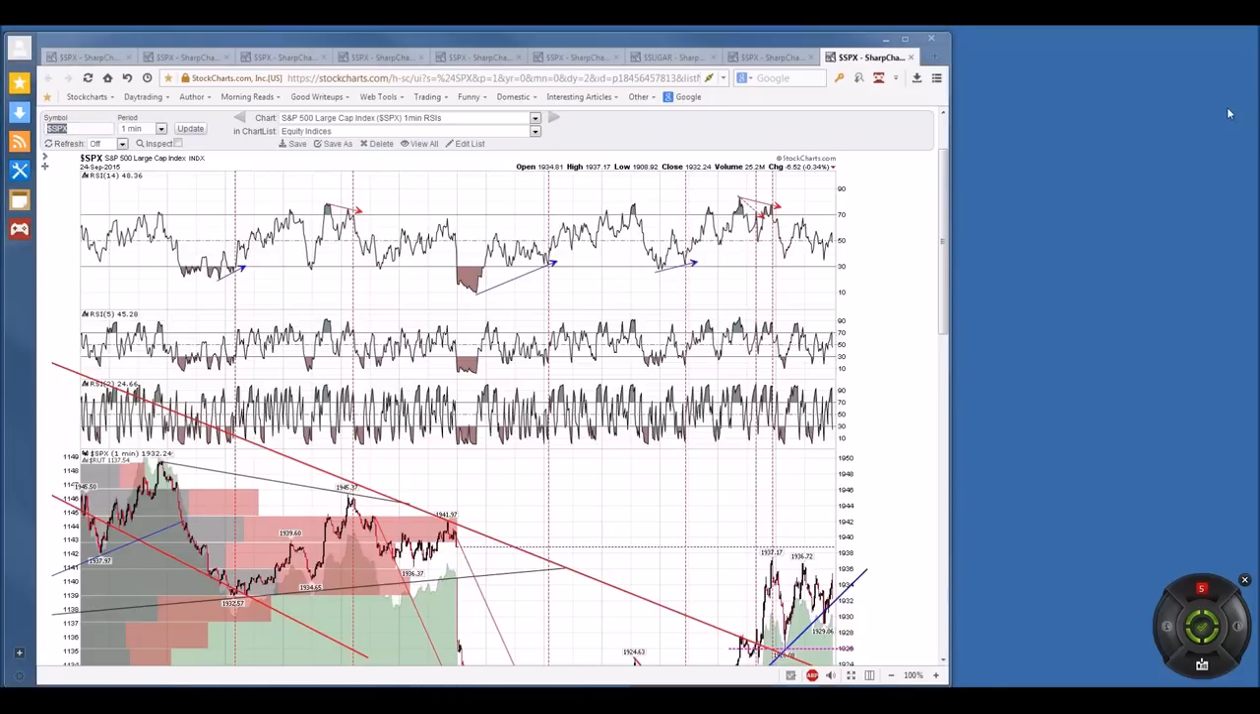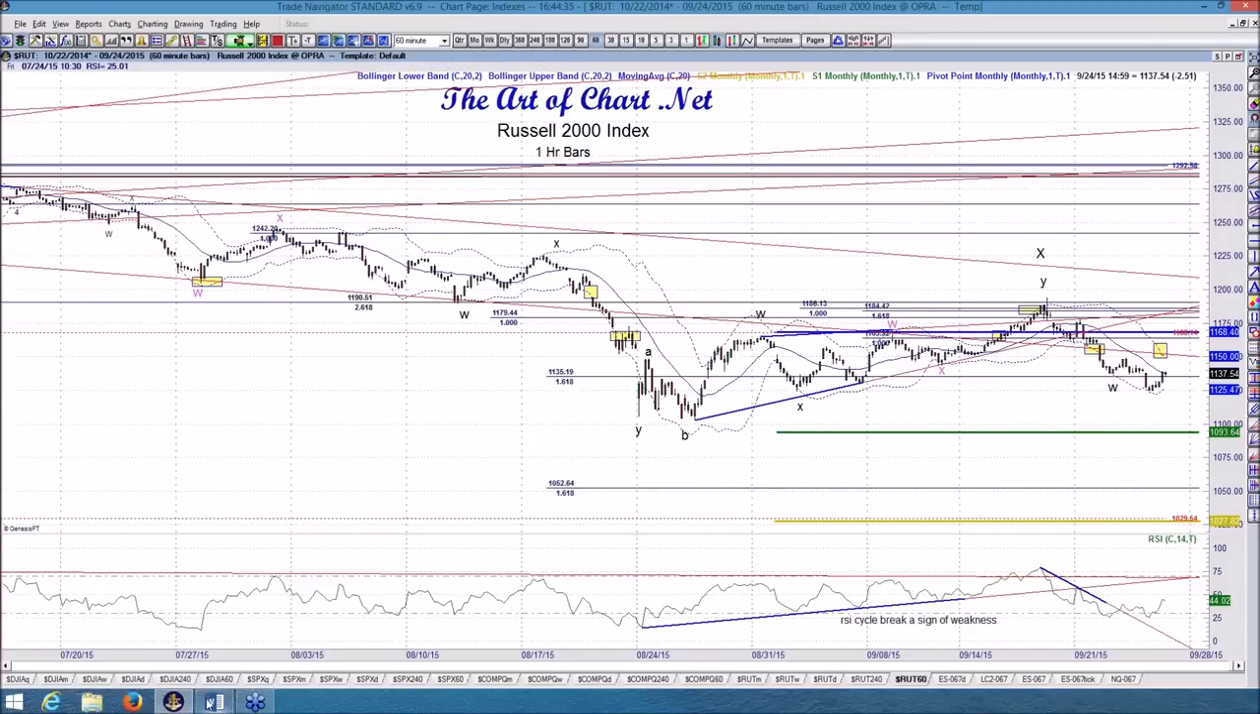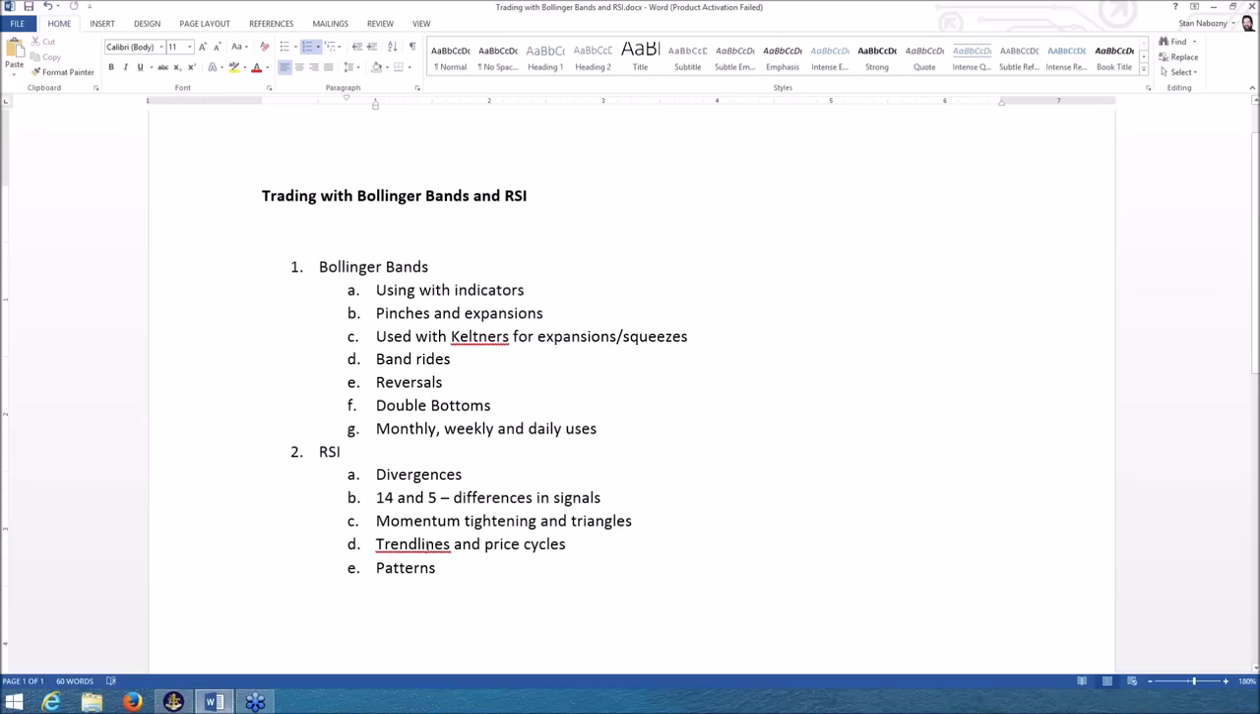All right, great. Thanks. And I'm aware that we said an hour. We've got about 15 minutes left. What I want to add to what Jack said is I'm going to talk a little bit about trend lines and price cycles and also momentum tightening in triangles. I think I've already covered the momentum tightening in triangles piece.